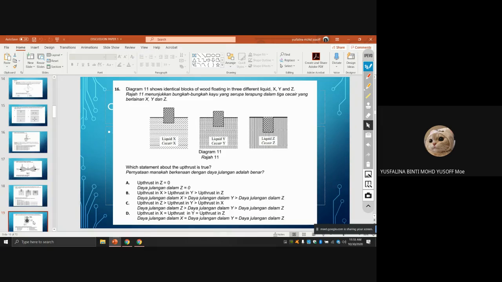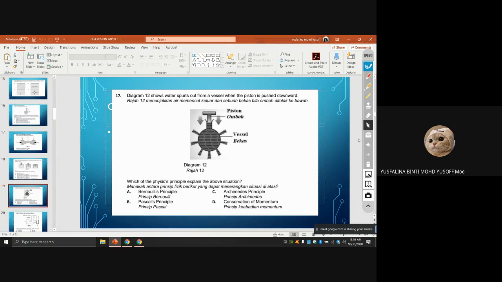Alright, number 19. So diagram 12 shows water spurting out from a vessel when the piston is pushed downward. Okay, so which physics principle explains the above situation? So the answer should be Pascal.